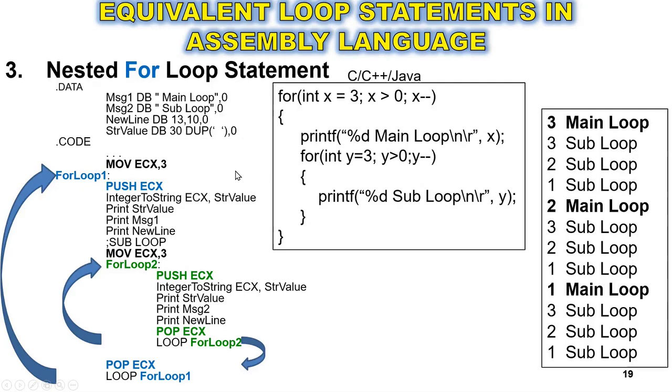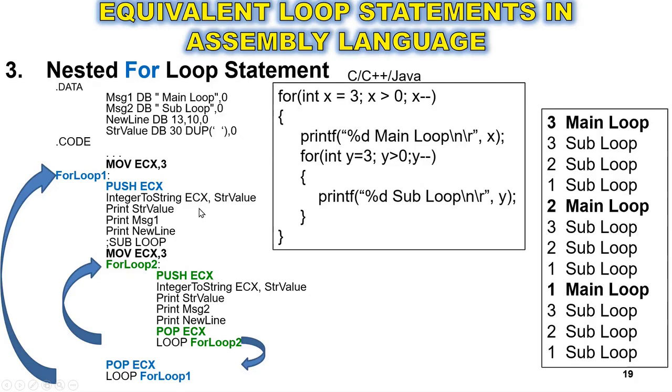First and foremost, I declared some memory variables as usual. I declared message 1 that contains the string main loop, message 2 that contains the string subloop, new line that contains the array of integers 13, 10, 0, and str value that contains an array of 30 spaces, and it then ends with an integer 0. We proceed to the code segment.